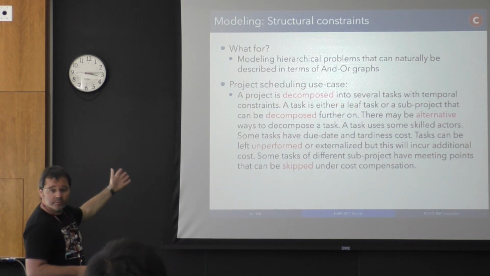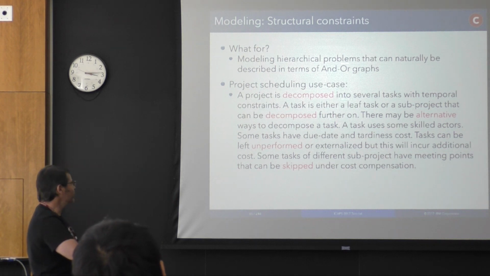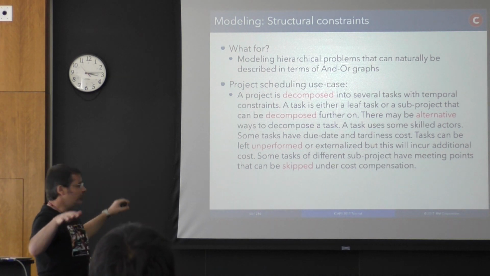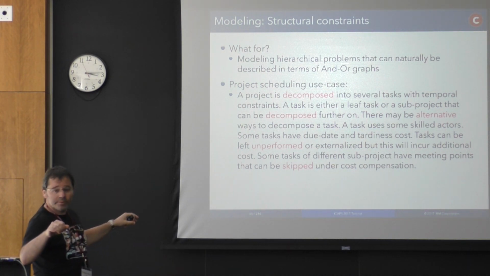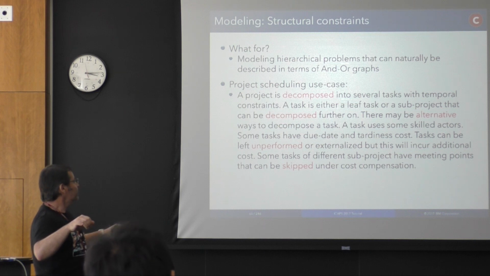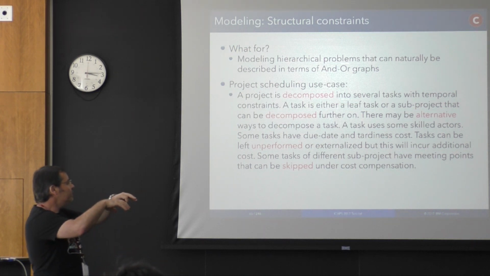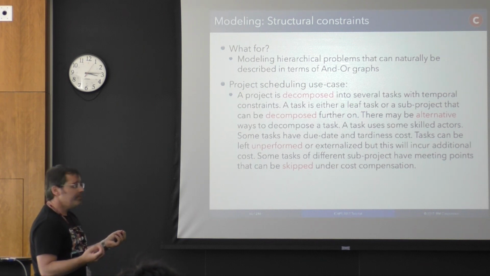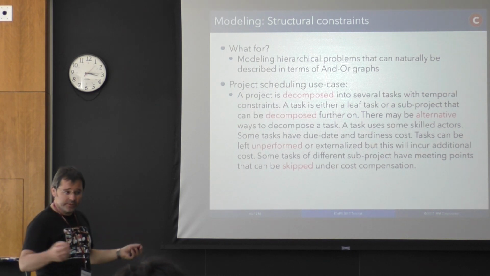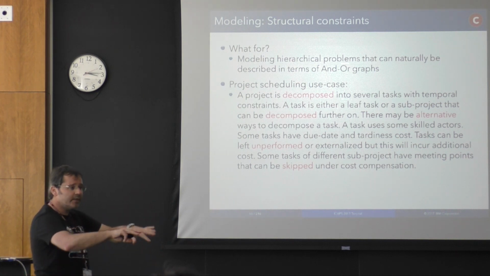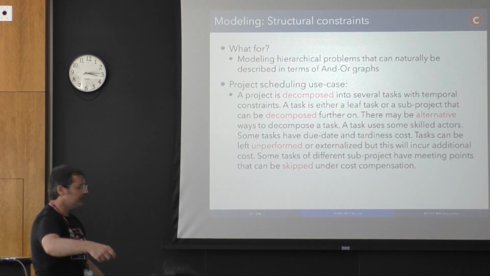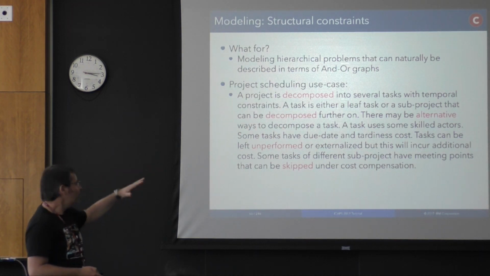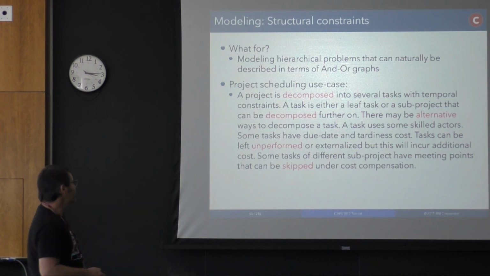Another use case is project scheduling. In project scheduling, you may have a hierarchical description of the project. So you have a project, it can be decomposed into several tasks with temporal constraints between the tasks. And then for a task, either it can be a leaf task or you can decompose the task into a sub-project and so on. But also, there may be alternative ways to decompose the task. For any task in the hierarchy, you can do it either this way or this way or this way. So you see that in this case, you can naturally describe the hierarchical problem as a form of AND/OR graph.